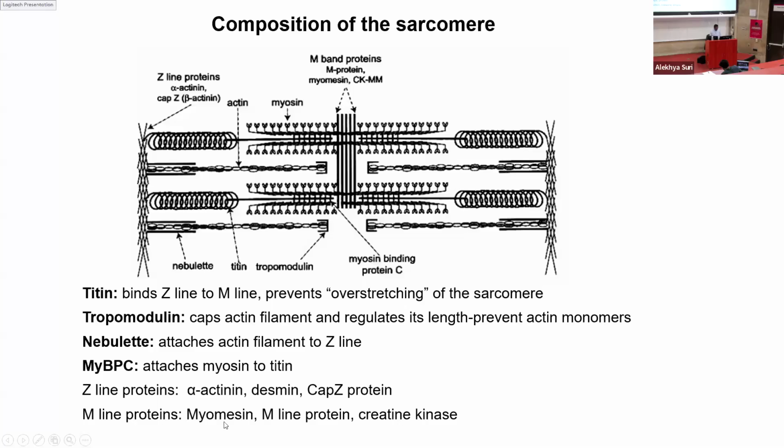And the M line also contains the origin of the myosin, which also contains other proteins like myomesin, M line protein, and creatine kinase. And creatine kinase is the important one because it converts creatine phosphate to ATP to feed the myosin for its contractile purpose. So the sarcomeric structure, therefore, not only contains the contractile apparatus or contractile proteins, but also contains other signaling molecules and regulatory molecules, so that will modulate the actomyosin interaction.